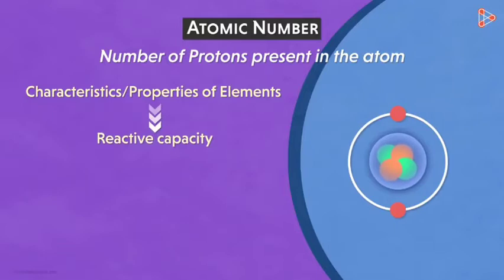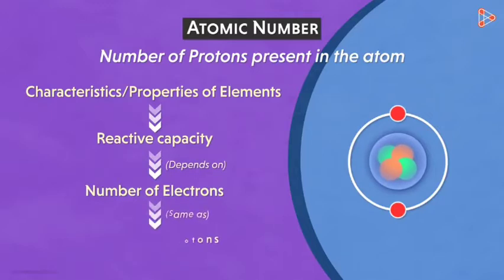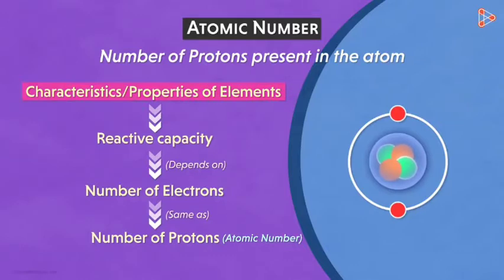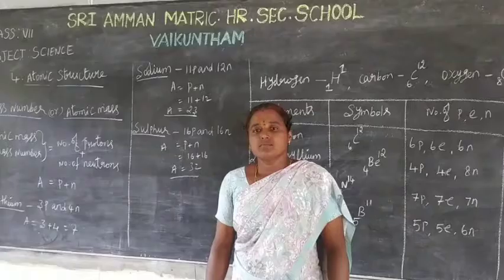We also know that the reactivity depends on the number of electrons present in the atom. And the number of electrons is the same as the number of protons. So this is why the characteristics of atoms are largely dependent on the atomic number. That is the reason the atomic number, or simply the number of protons, is important to us. Well, we know that atoms are the fundamental units of every matter.